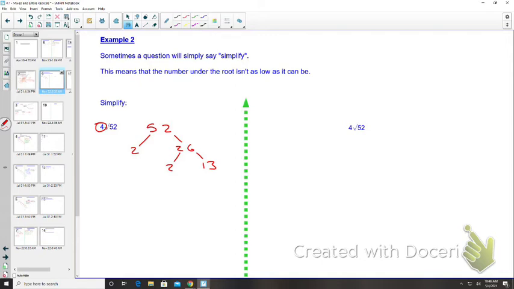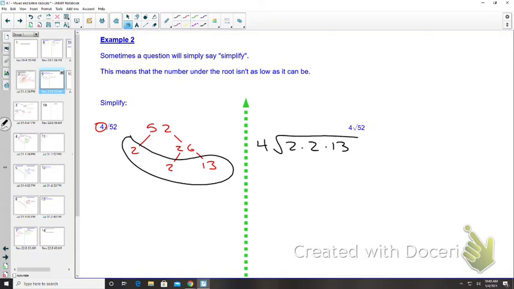Okay, so let's go. For root 52, here are our factors. So let's rewrite this as 4 square root of 2 times 2 times 13, okay? We are taking the square root, right? And I see 2 2's. So what are we going to do with those 2 2's?